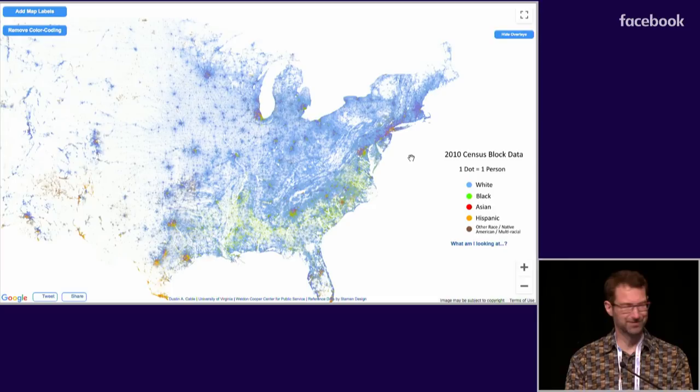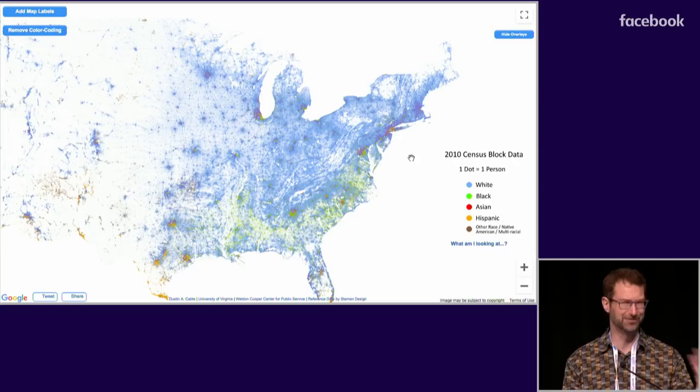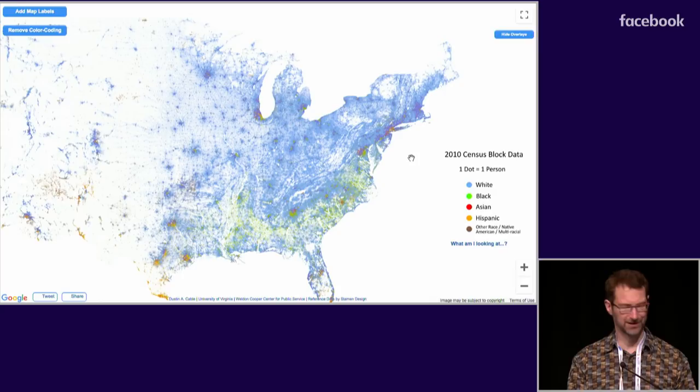and the location of the dot is not quite down to the house level. I think that would probably be an invasion of privacy and the census doesn't make that level of data available for 2010. But it's very close. It's down essentially to a neighborhood level. And the color of the dot tells you the race that the person who filled out the census form identified with. And immediately, just looking at this, you get this overview, as you can start to see, oh, okay, there are these broad swaths of blue in the middle of the country that correspond to white. But you can see these much more colorful areas where there are cities.